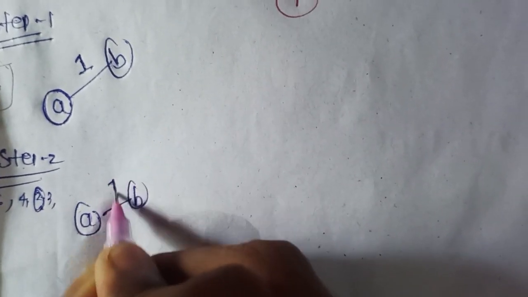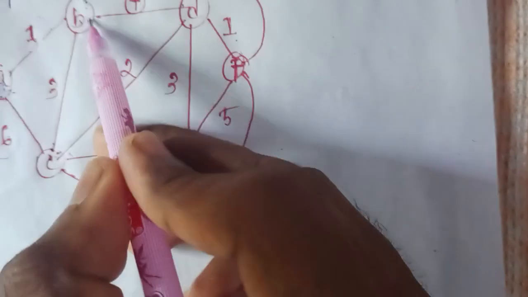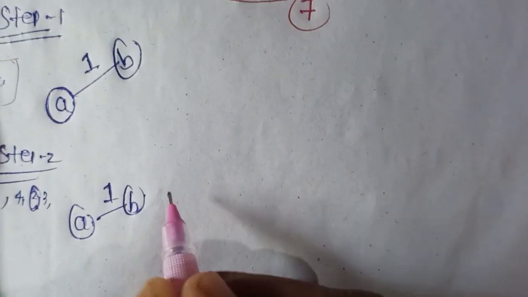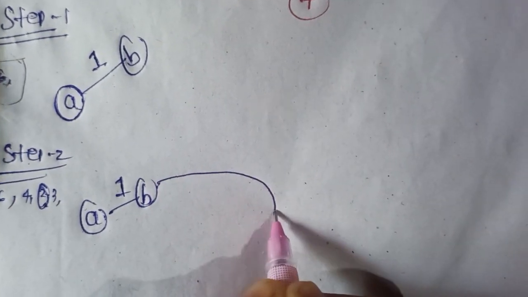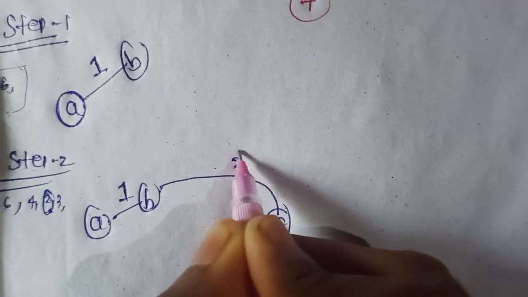So simply draw A to B, 1, and B to F. Here the weight is 2.